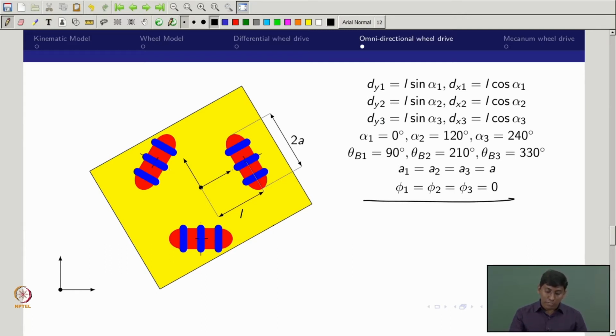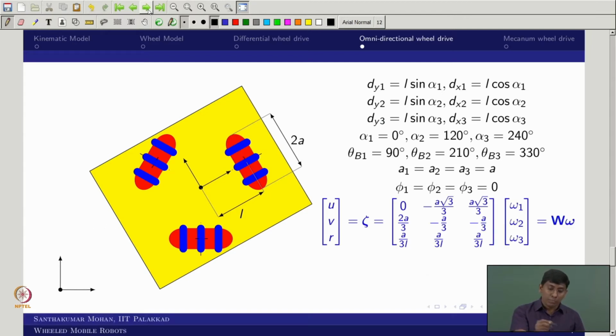What phi have we said? The slip direction with respect to the y axis, that is phi 1, or you can take the passive roller axis, which is the angle between the passive roller axis and the x axis. In this omnidirectional case, all are aligned with the x axis, in the sense the passive roller axis is aligned with the x axis. That is why we have taken phi 1, phi 2, phi 3 as 0. If you do this, you finally get the equation you wanted.